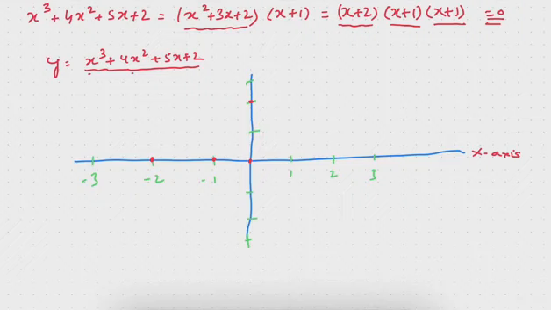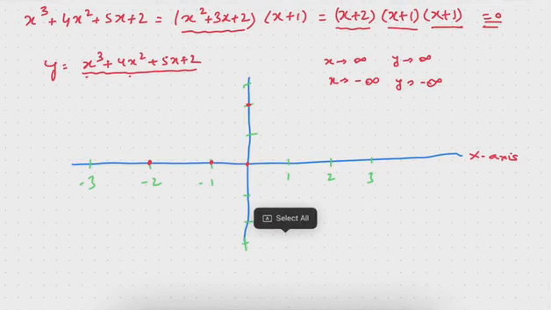And as x tends to positive infinity, the graph goes to positive infinity, and as x tends to minus infinity, the graph tends to minus infinity. So the graph must start from somewhere on the negative side.